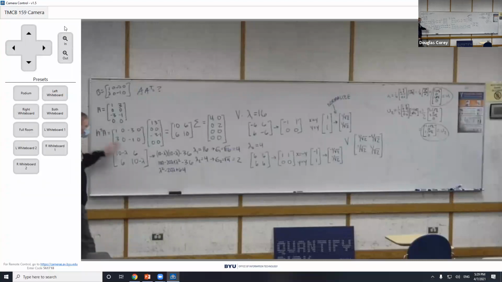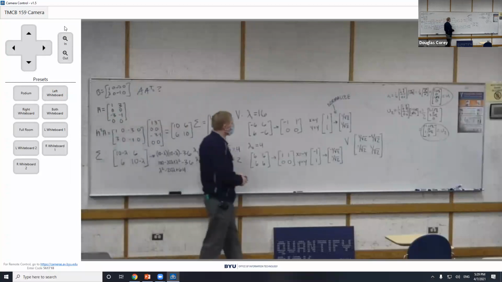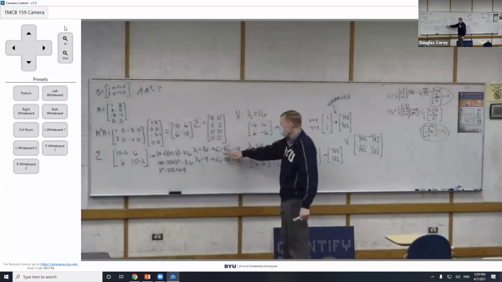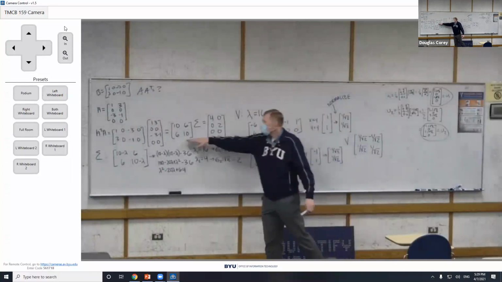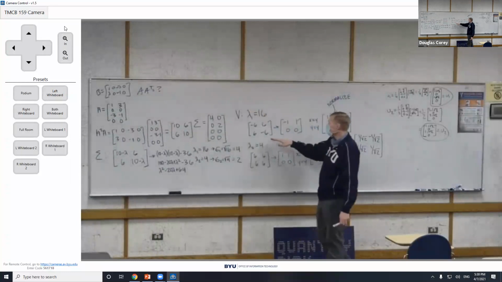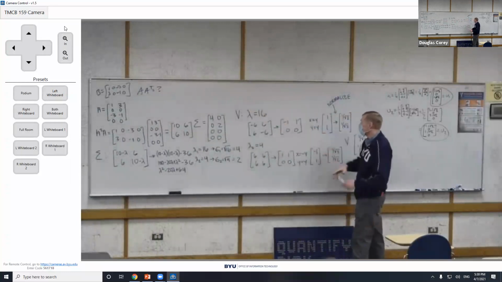Where are we at? We found our singular values. We found our sigma. Now what do we do? We need to find the eigenvectors associated with our eigenvalues. So we go back to our A transpose A and subtract lambda off the diagonal. In this case, we're subtracting off 16. We get a minus 1, 1.